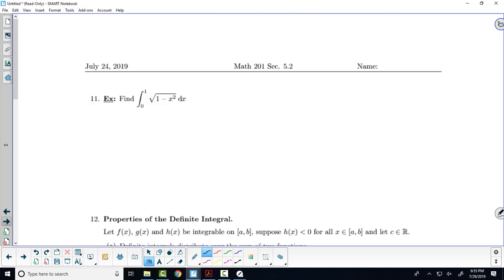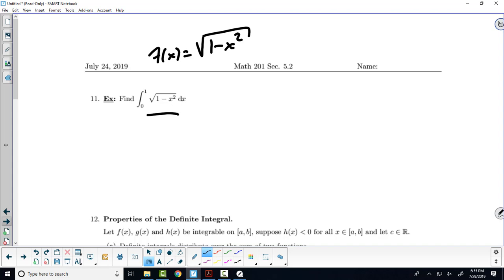Let's look at number 11 here. Number 11 is a backwards thinking question. I am asking you to find the net area underneath the curve f of x equals the square root of 1 minus x squared. I'm asking you to find the net area of that function between x equals 0 and x equals 1.